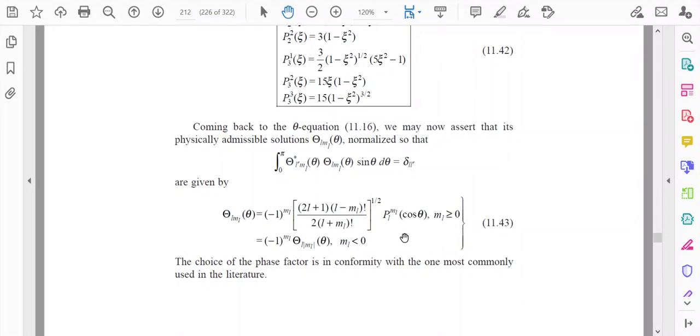When we are concerned with the associated Legendre differential equation, the solution will look like this: minus 1 to the power ml into this term into PL ml cos theta. PL ml cos theta is known as the associated Legendre function, for ml not equal to 0 or ml greater than or equal to 0. And for ml less than 0, the same equation can be written this way: minus 1 to the power ml capital theta L ml theta. So that is the solution of the equation.